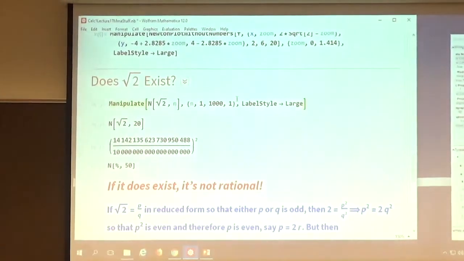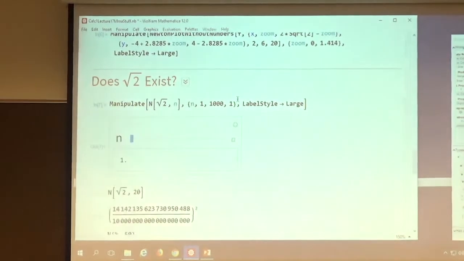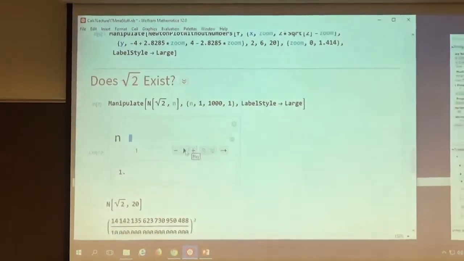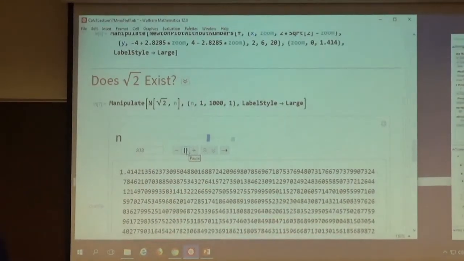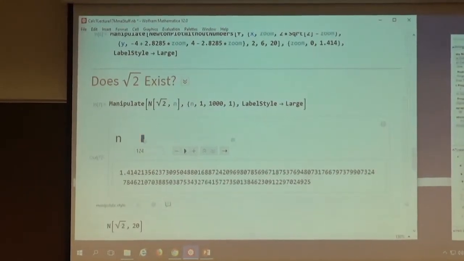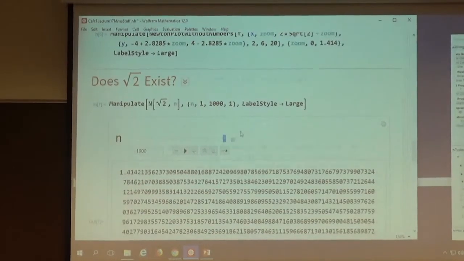To emphasize that, we can make a Manipulate of those digits. There they go, forever and ever and ever, without a repeating pattern. I went up to 1,000 digits here.